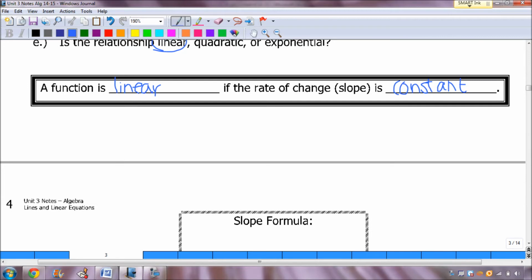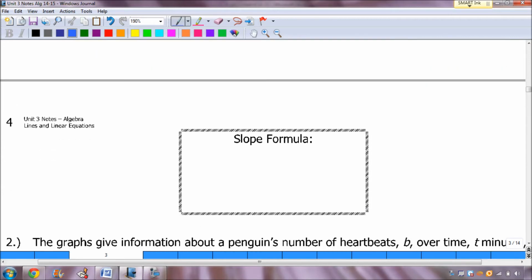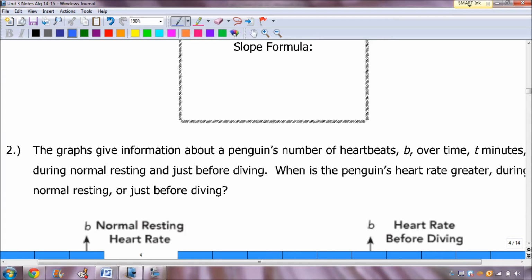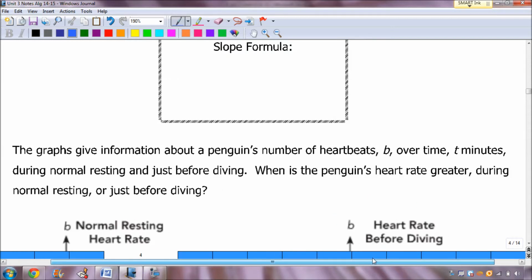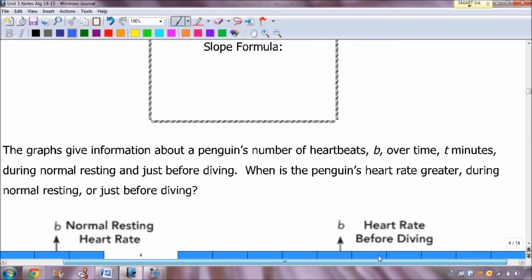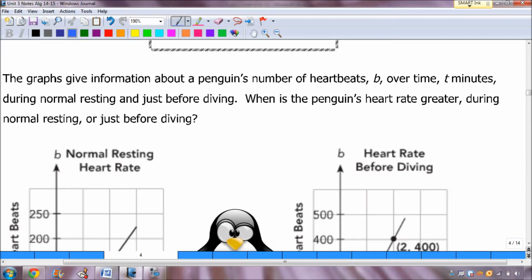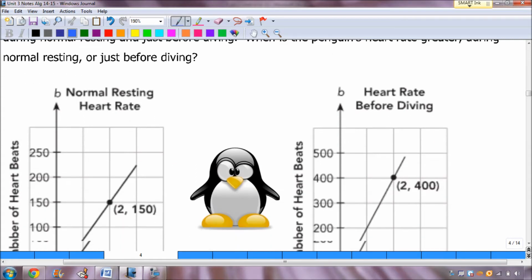All right, so we're going to skip the slope formula for right now, and let's look at question number 2. Question number 2 says the graphs give information about a penguin's number of heartbeats over time in minutes during normal resting and just before diving. When is the penguin's heart rate greater, during normal resting or just before diving?